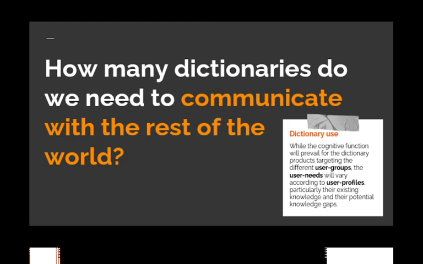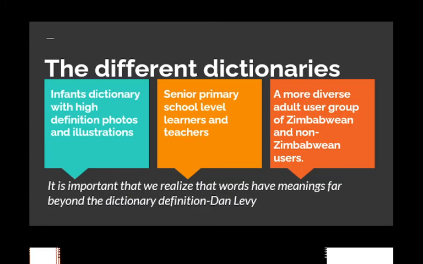So how many dictionaries do we need to communicate with the rest of the world? Right. So while the cognitive function will prevail for the dictionary, products targeting different user groups, the user needs will vary according to user profiles, particularly their existing knowledge and their potential knowledge gaps. Then the different dictionaries that we've identified, we've got the infant dictionary, the senior primary school dictionary, and the diverse one, which we call the adult dictionary.